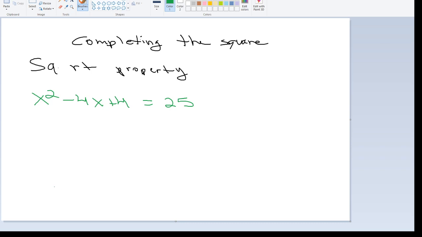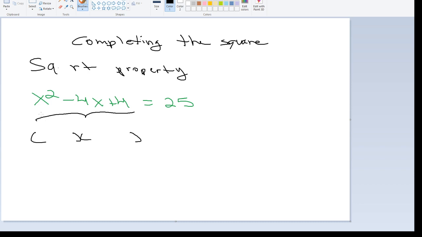Okay, students, in this video we are going to complete the square, and before we get to that, I do have an example here of a trinomial where we have to apply the square root property. And basically what that is, we simplify the left side of this equation by factoring out this portion of the equation.